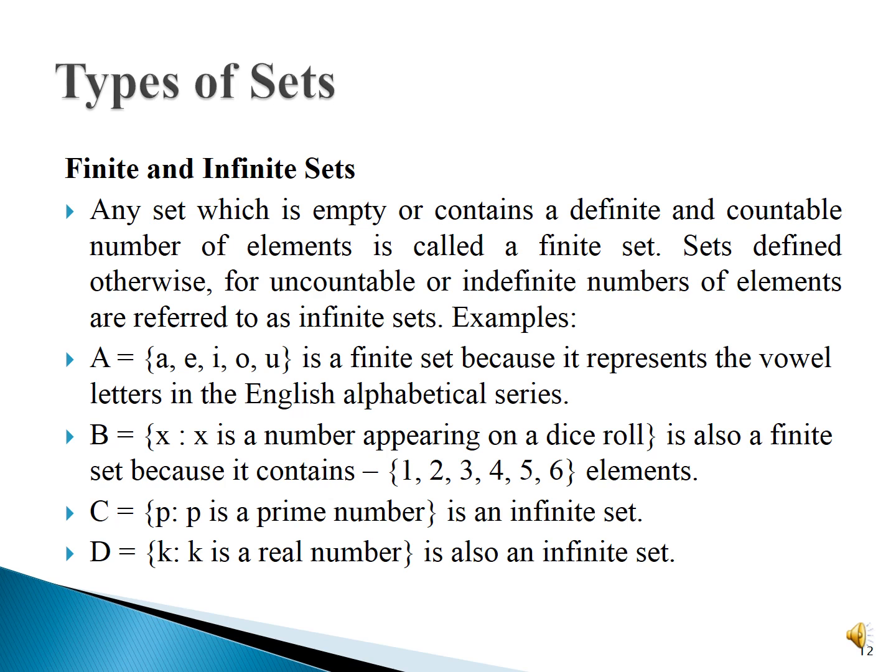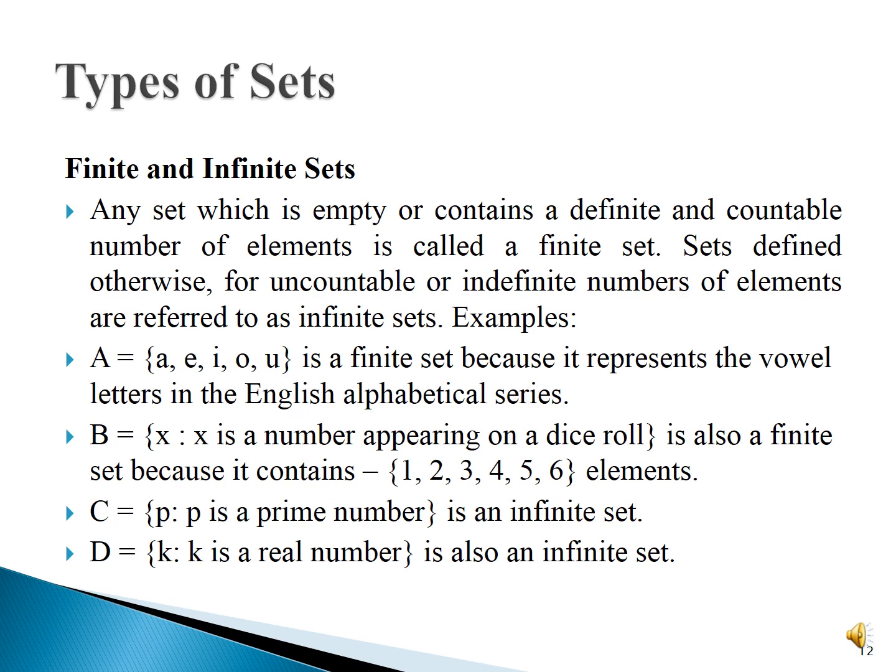In the next example, B is a set which contains an element X, and X is a number appearing on a dice roll. This set will also be a finite set because we know that on a dice there are only 6 faces: 1, 2, 3, 4, 5, 6. So there are only 6 elements in this set B. So B will be called a finite set.